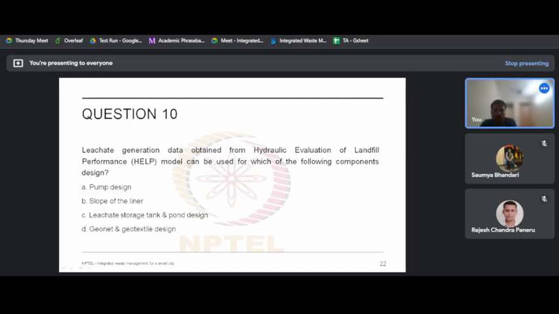Leachate generation data is obtained from the HELP model, so we know how much leachate is getting generated. With more leachate, we will need a powerful pump to pump it out. With less leachate, we may not need a powerful pump, or we can have multiple pumps for more leachate. So pump design will matter. That is A. Then we have the slope of the liner, and leachate storage tank and pond design. This will also be controlled by leachate generation, because the more the leachate, the larger the volume the storage tank should have. So C is correct. Similarly, with more leachate, we should have better quality and more thickness of the geotextile that we are using in the liner. This is option B. Although B is also controlled in some aspect by the leachate generation data, it is not a direct impact. It will go into the liner design part. So A, C, and D are correct.